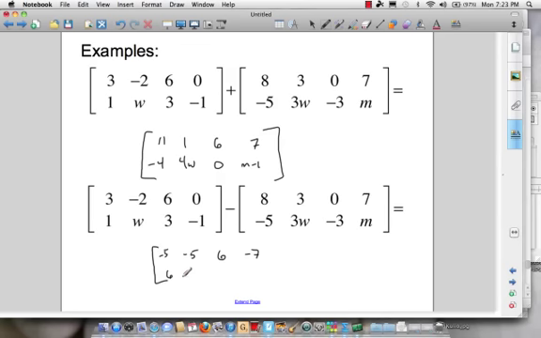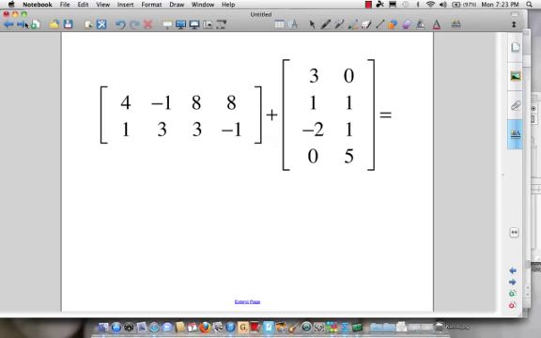And then for the second row, it's 1 minus negative 5, or 1 plus 5. And then W minus 3W, negative 2W. 3 minus negative 3, 6. And negative 1 minus M. I'll just write negative 1 minus M. And that's how you add or subtract two matrices.